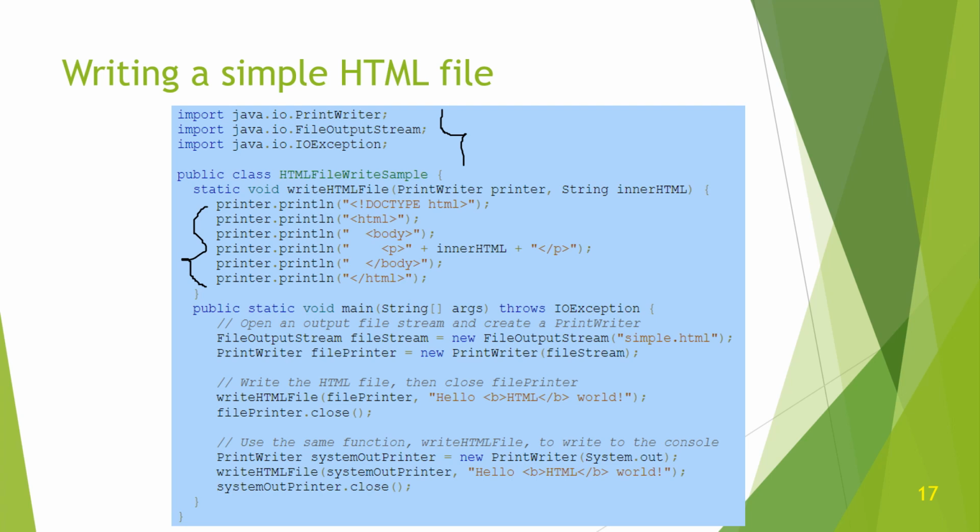To open an output file stream and to create a print writer, we use this piece of code. And this piece of code is to write the HTML file and then close the file printer. We're using the same function, writeHTMLFile, to write to the console.